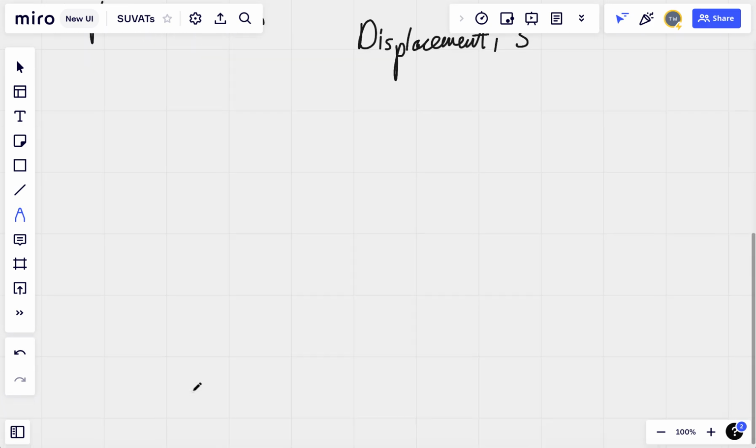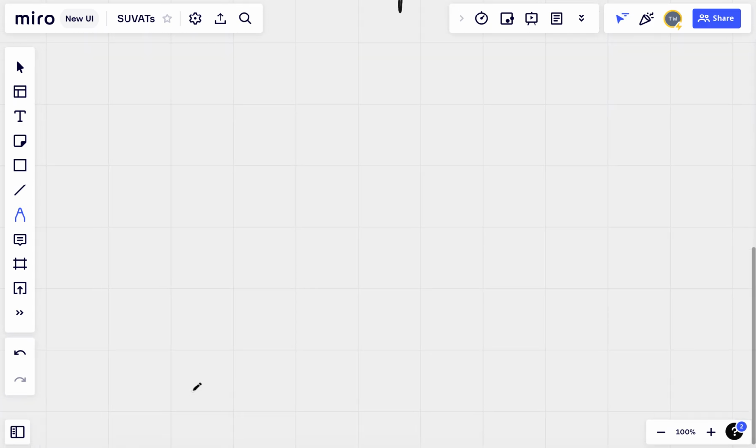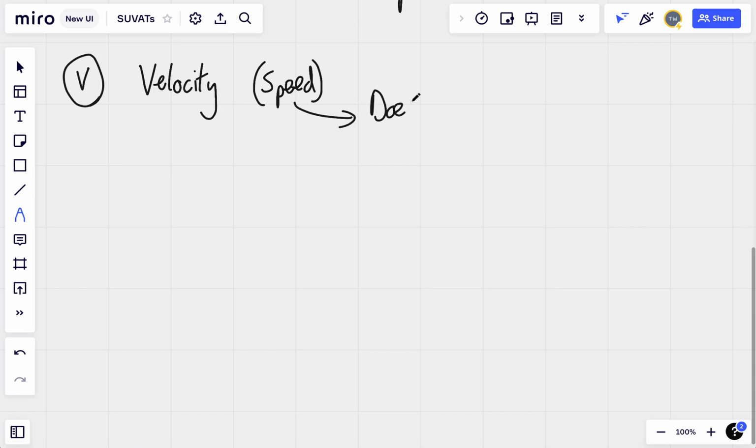Okay. Right, moving on. Velocity. So our next letter to look at is velocity. Now, when you see velocity, you may well think of speed. Okay, and I can put that in brackets. Velocity and speed are not the same thing. Okay, speed doesn't, there you go, have a direction.